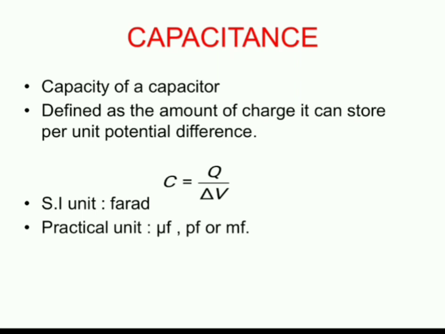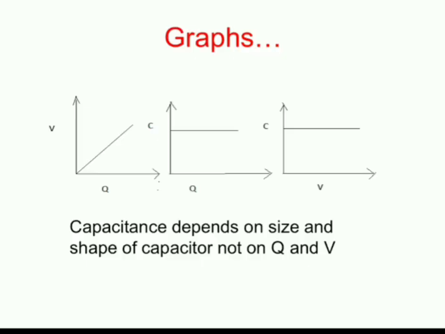Coming to the SI unit, coulomb per volt is called farad. Farad is a theoretical unit, it is very large. Practical units are microfarad, picofarad and millifarad.